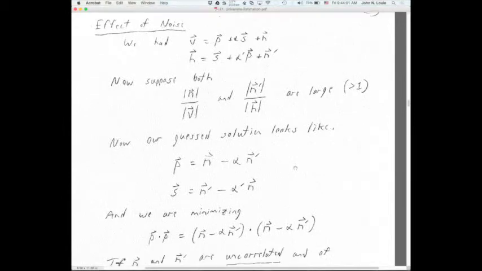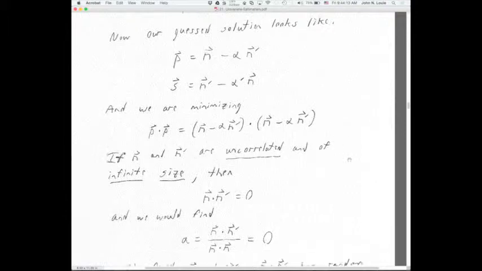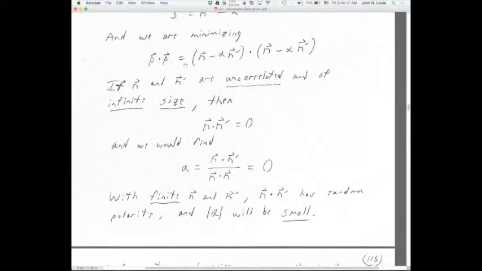And supposing that, then our guessed solution really looks like this. P is equal to N minus alpha N prime. S is equal to N prime minus alpha prime N. And what we're minimizing, okay, is P dot P. And what we first started minimizing was the magnitude, N minus alpha N prime dot N minus alpha N prime. Okay, if N and N prime are uncorrelated and of infinite size, so we've got billions and billions of elements in those seismograms, and there's no mechanical or electrical connection between the horizontal and vertical elements that are generating the noise. They're being done at different amplifiers, and they're both completely insulated from electrical spikes in the outside world.